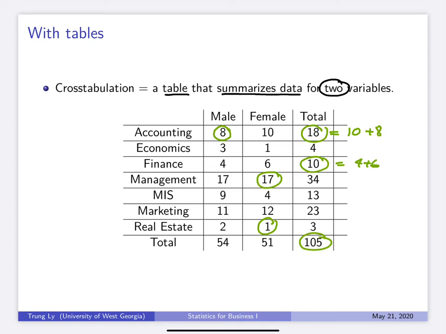Similarly, if you add things up vertically, you get the total number of observations in the vertical category. In other words, if you add up all these numbers for male, you have the total number of males in the sample. If you add all these numbers for females, you have the total number of females in the sample.